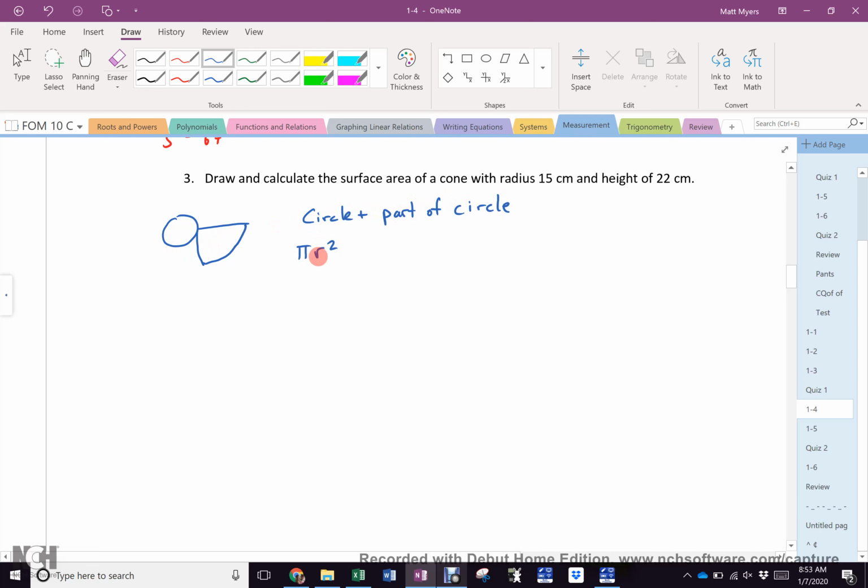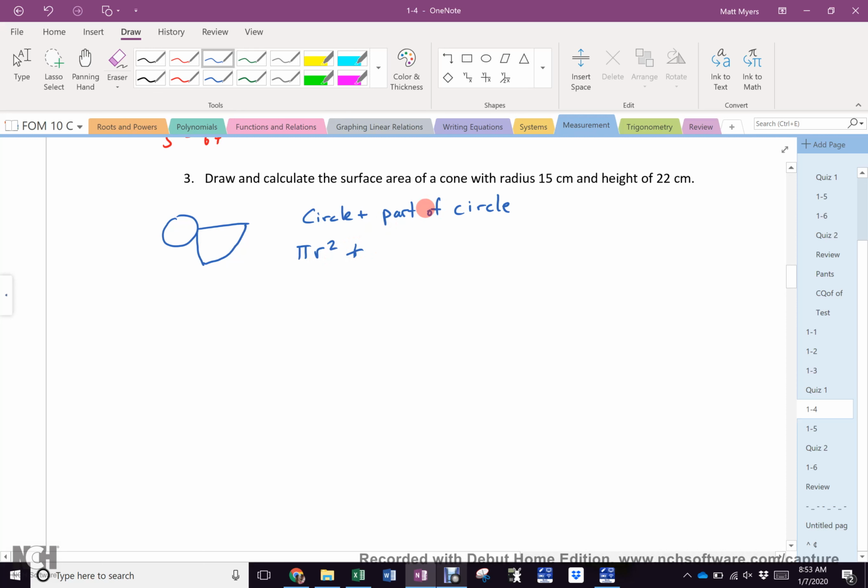What's r? Radius of the circle. Yeah. What is the radius? It's half of the diameter. What's the diameter? The length across. A line right through the middle of the circle, yes? Okay, so pi r squared, and it's plus part of a circle.